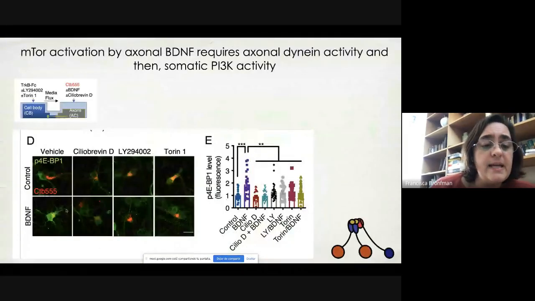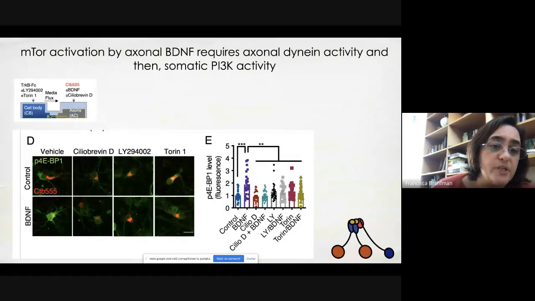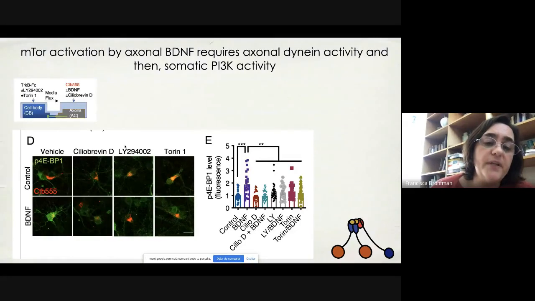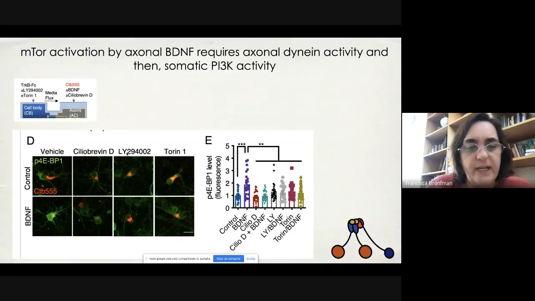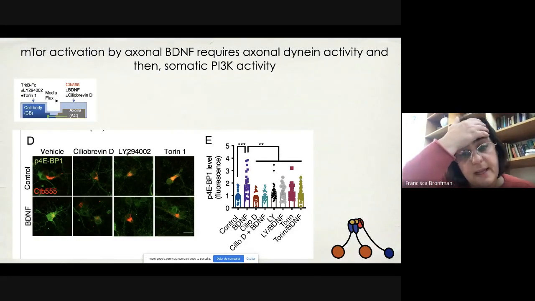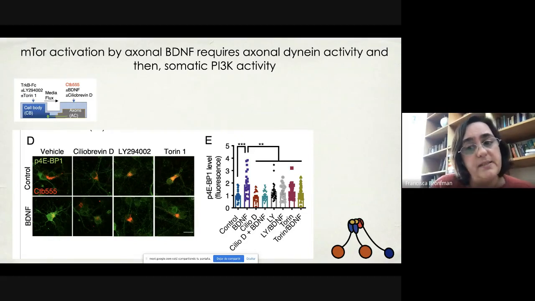And just to show you the specificity of this experiment, when you add BDNF to axons, 4EBP1 gets phosphorylated in the cell body. This is reduced if you add ciliobrevin in axons, which reduces dynein activity, so you need a transport process. It is also reduced if you inhibit PI3 kinase and the mTOR pathway in the cell bodies. And this is quantified here.